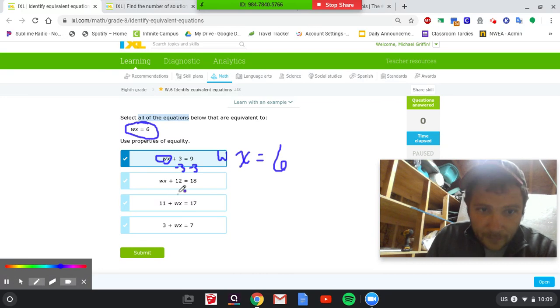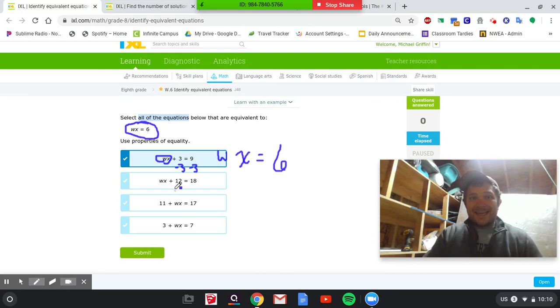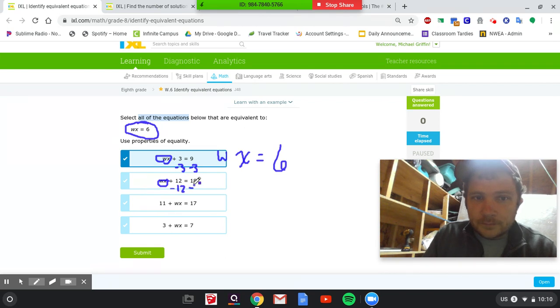So my next one, WX plus 12 equals 18. I want to keep WX. I want to get it by itself. I'm going to subtract 12. And guess what I get? WX equals 6.